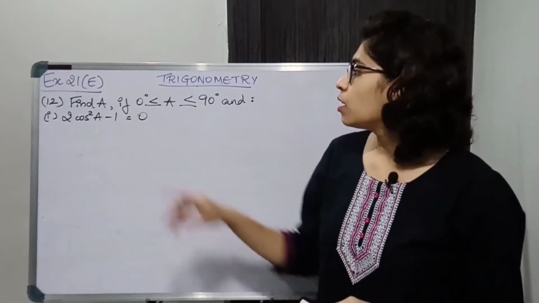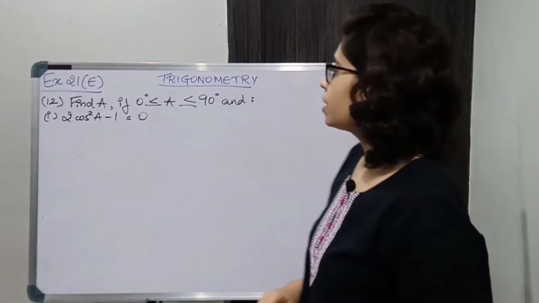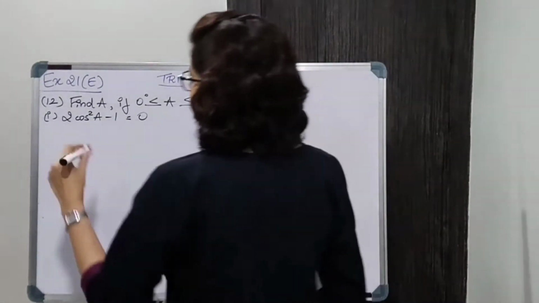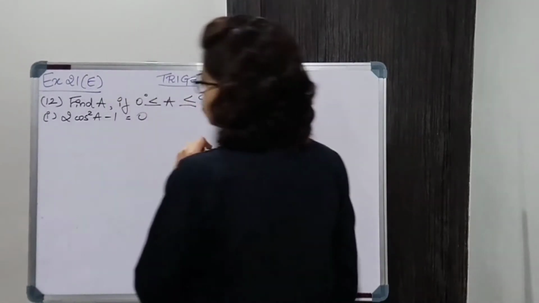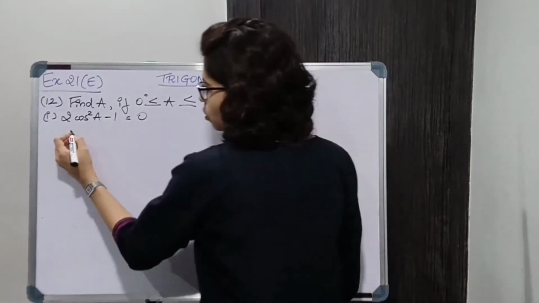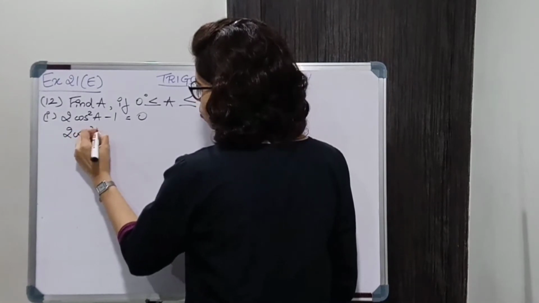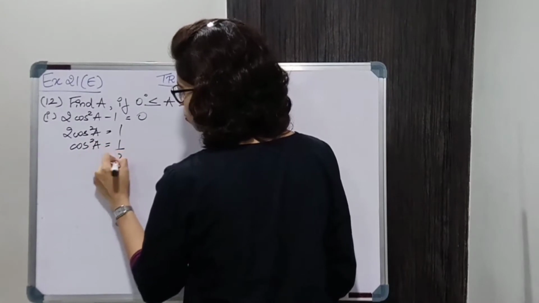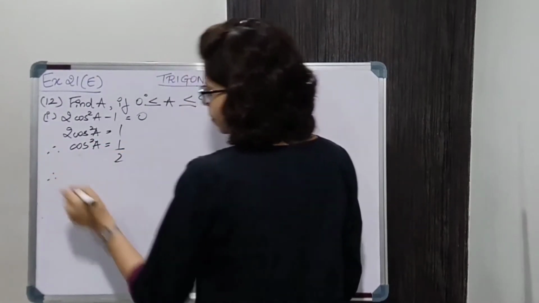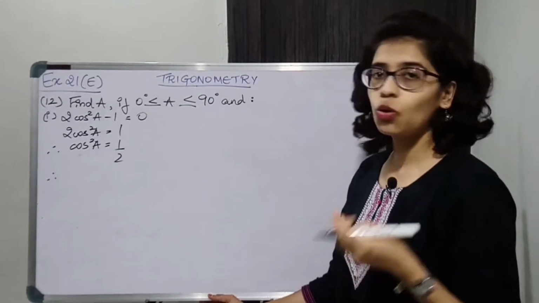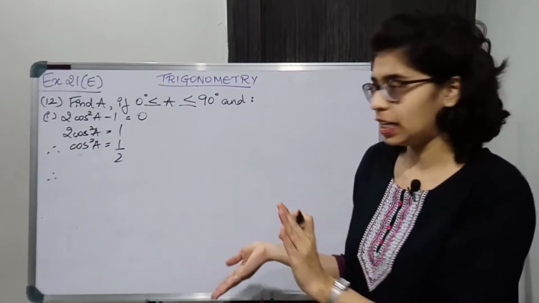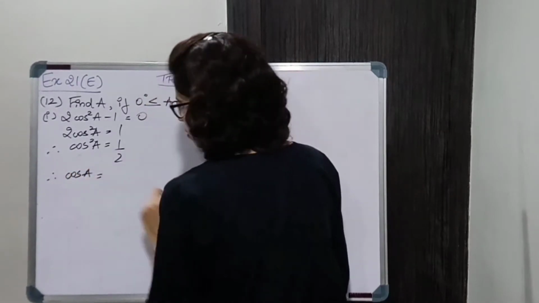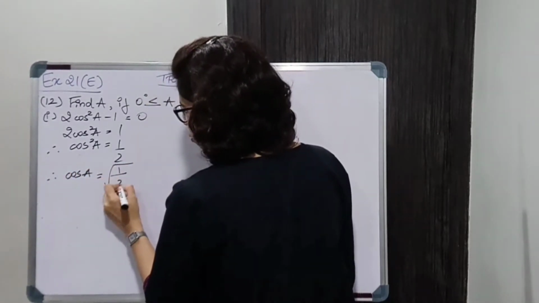So coming to sub question 1, 2 cos square A minus 1 is equal to 0. So we'll have to solve it. Now 2 cos square A minus 1 is equal to 0. So 2 cos square A becomes 1. Therefore cos square A is equal to 1 upon 2. I want cos, so only then I'll be able to find A. So cos A is equal to square root of 1 upon 2.